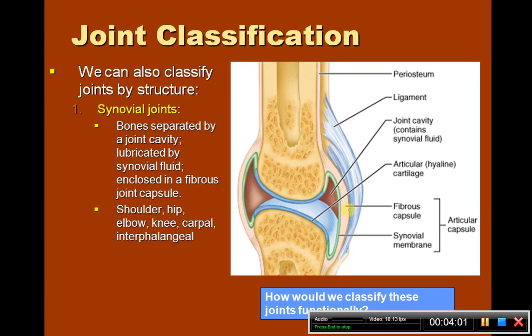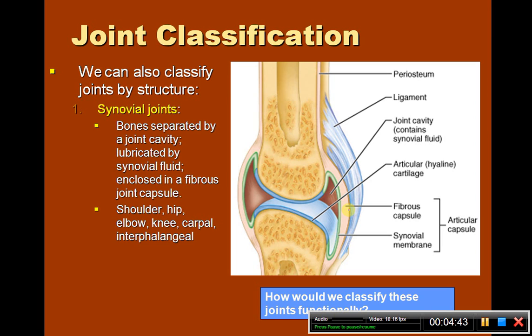All right, so joint classification, synovial is going to be an important one. Synovial is going to be the one we spend the most time on, the one you'll have to remember. Synovial joints fall under the one that's extremely mobile. Would that be syn, di, or amphiarthrosis? Di. Diarthrosis. So synovial joints are a subclass of diarthrosis. They're extremely mobile. One of the characteristics of a synovial joint you want to have down somewhere is that it has a special cavity in it. It's called a synovial cavity. What do you think that's full of? Fluids. Why? So your bones don't rub together, and it helps with lubrication.